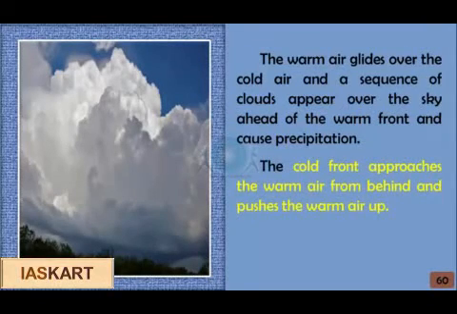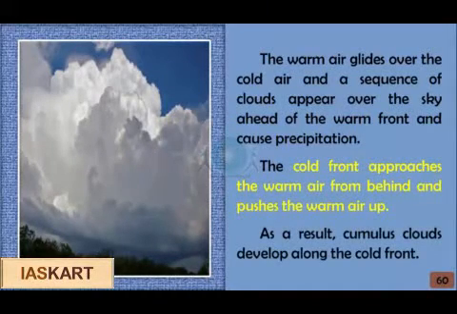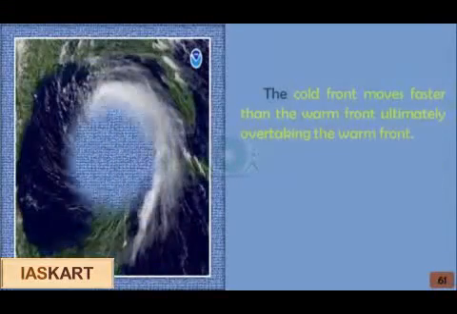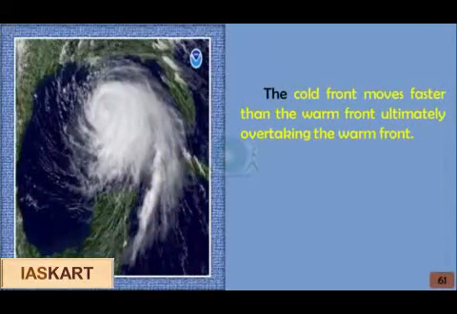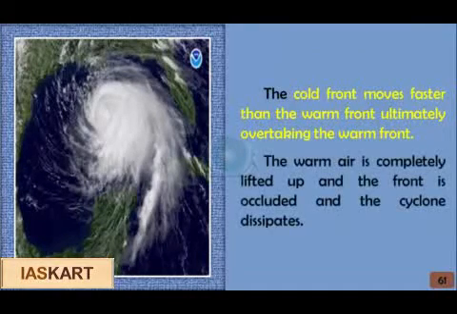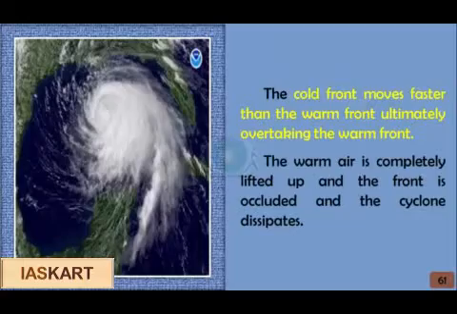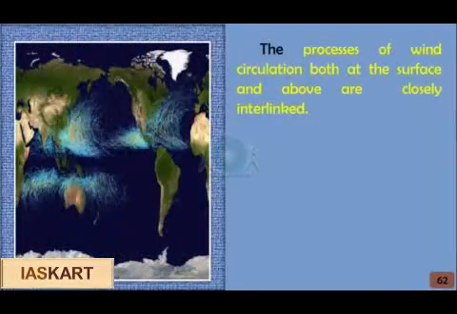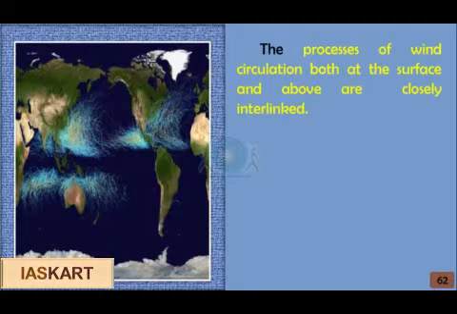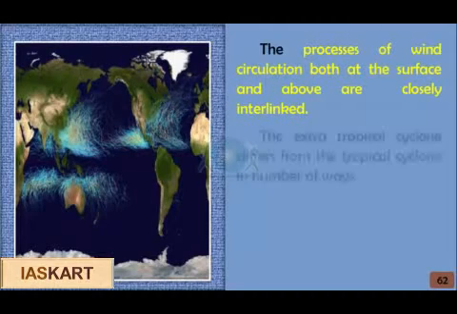The cold front approaches the warm air from behind and pushes the warm air up. As a result, cumulus clouds develop along the cold front. The cold front moves faster than the warm front, ultimately overtaking the warm front. The warm air is completely lifted up, the front is occluded, and the cyclone dissipates. The processes of wind circulation, both at the surface and above, are closely interlinked.